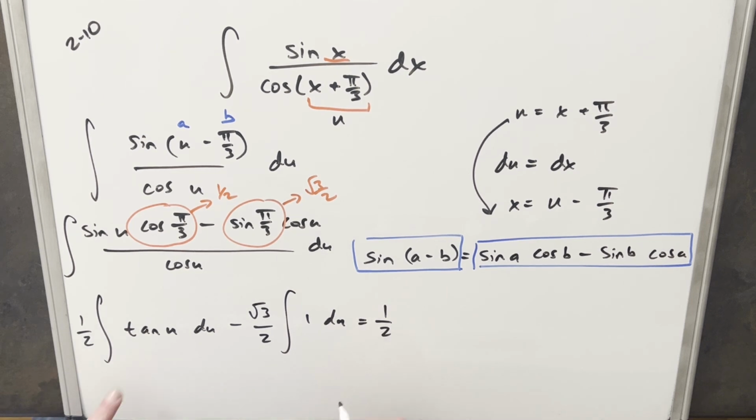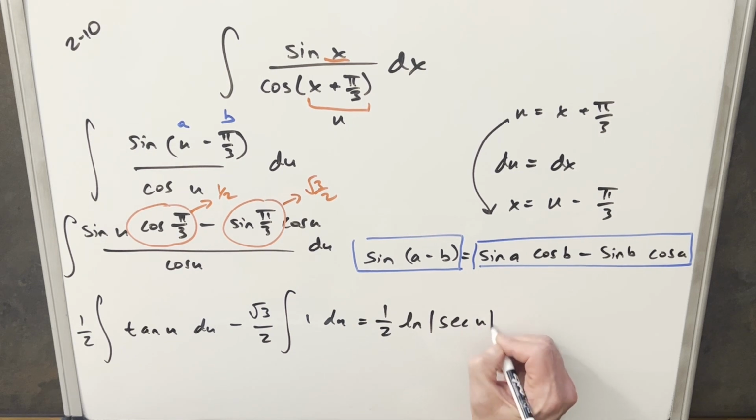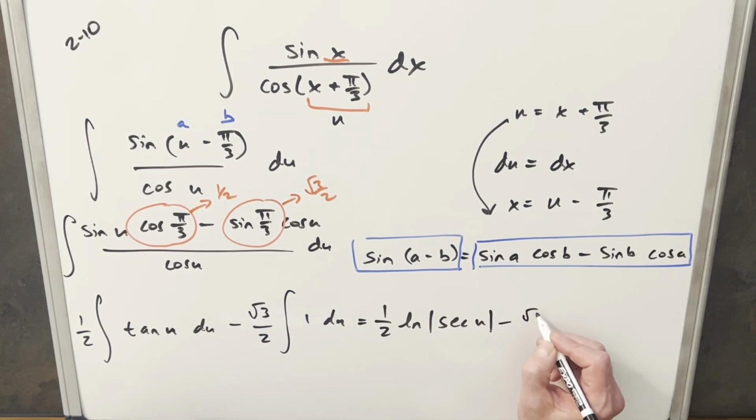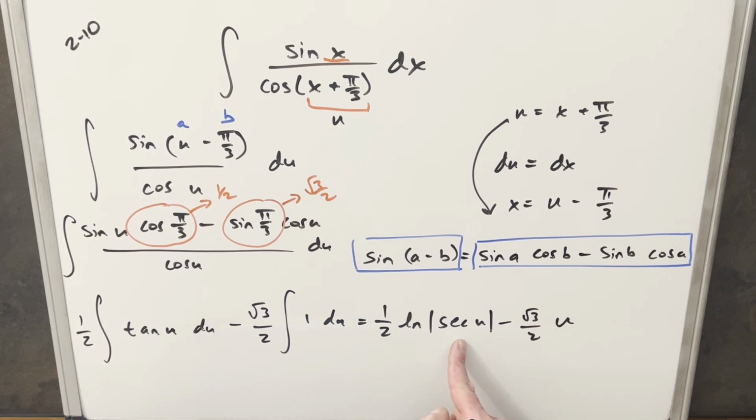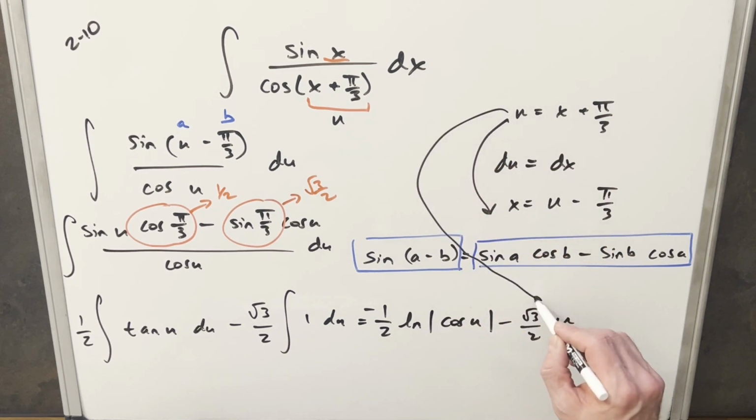We'll have our 1/2. Integral of tan u is going to be natural log absolute value secant u. And then here we're going to have a minus square root of 3 over 2. Integral of 1 is just going to give me a u. But actually, I think I'm going to write this in the other form. The reciprocal of secant is cosine, so I can write this as cosine of u and bring a minus sign out front. And then we just need to back substitute in order to finish this off.